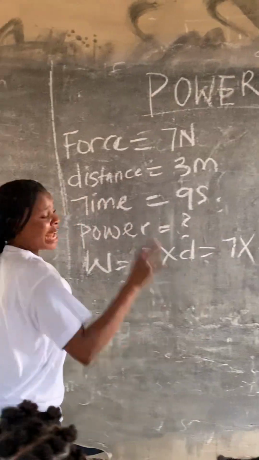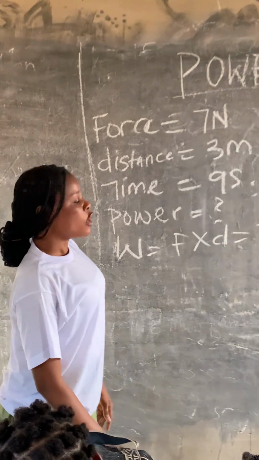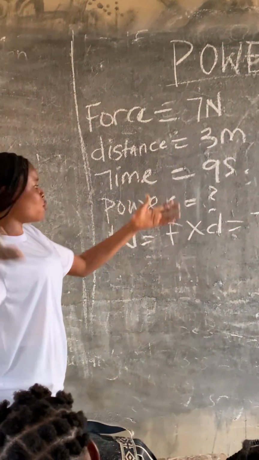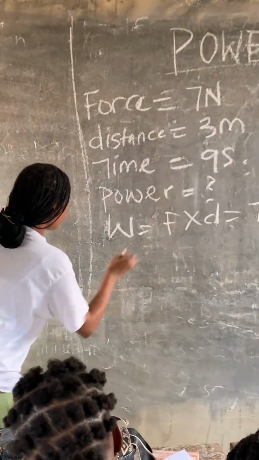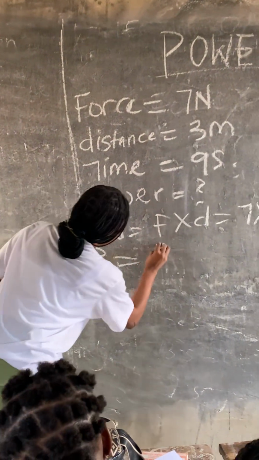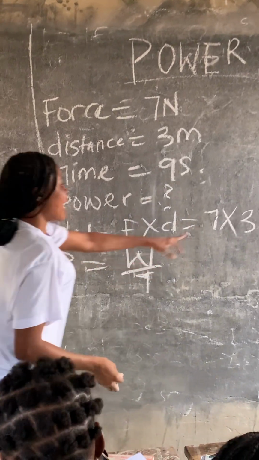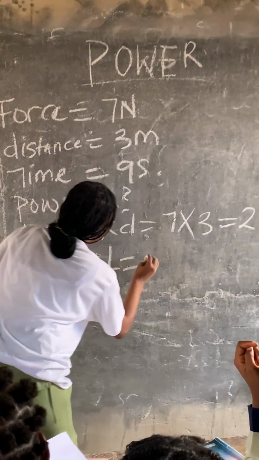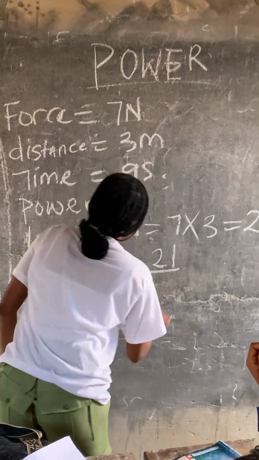So now we have our work done, right? Yes, ma'am. Time is given. So now we can imply what we were looking for, because we were looking for power, not work done, okay? So now power is equal to what? Work done all over time, right? So now our work done is what? 21. All over 9.